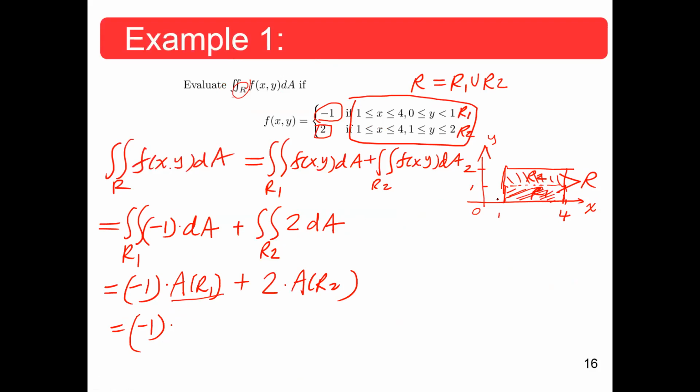Well, this would be length times width, right? Width times length, 4 minus 3. Don't forget, this starts at 1. Oh, yes, it's 3. So 3 times 1. The area of R2 is pretty much the same, right? 3 times 1. So it's -3 plus 6. Therefore, this double integral would be 3. Okay?